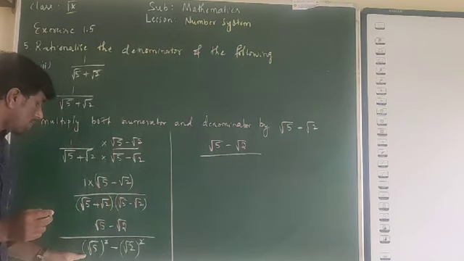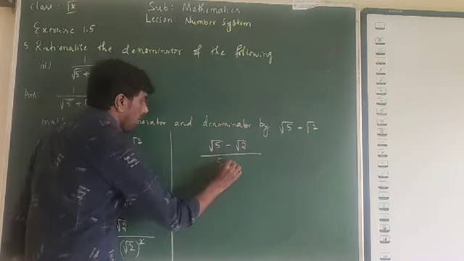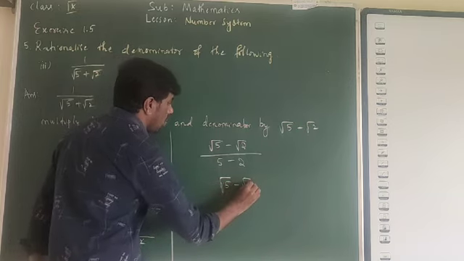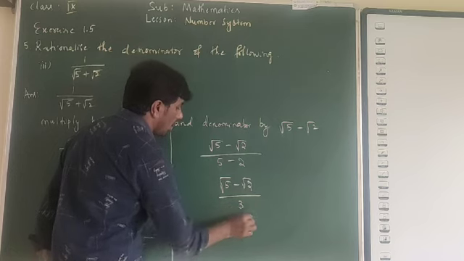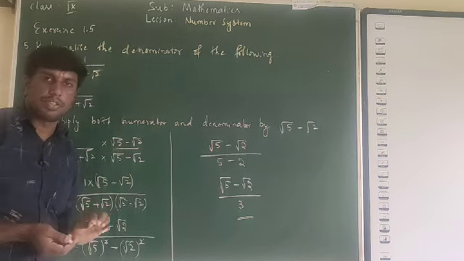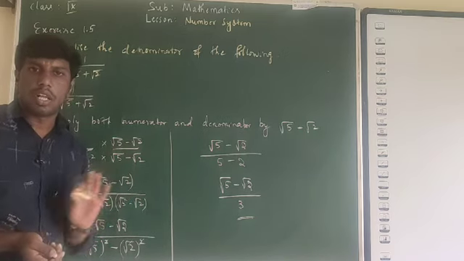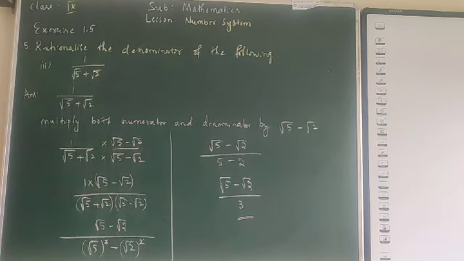Denominator, after cancellation of square root and square, what is remaining? 5 minus 2. Okay. So further simplification: root 5 minus root 2 in the numerator, and in the denominator 5 minus 2 will be equal to 3. Observe the denominator is a rational number. So that means the denominator is rationalized. Clear?